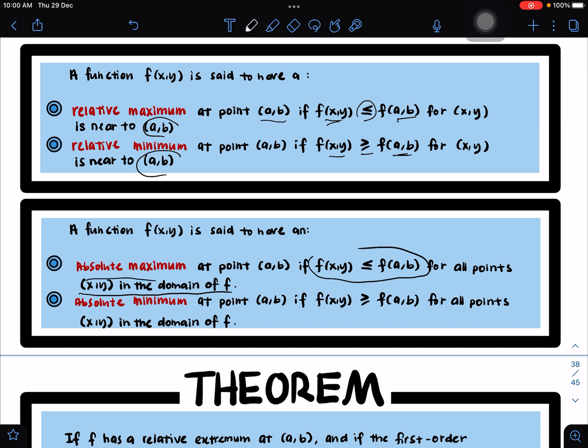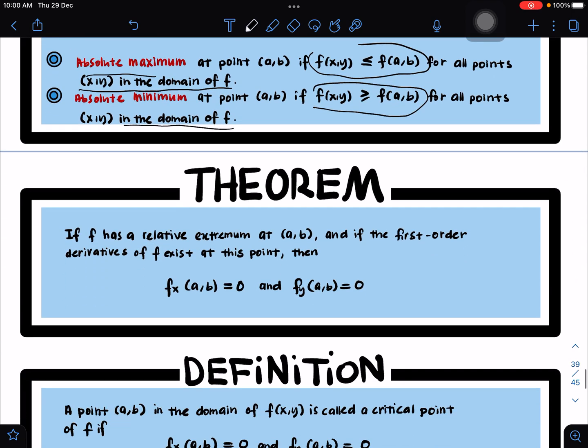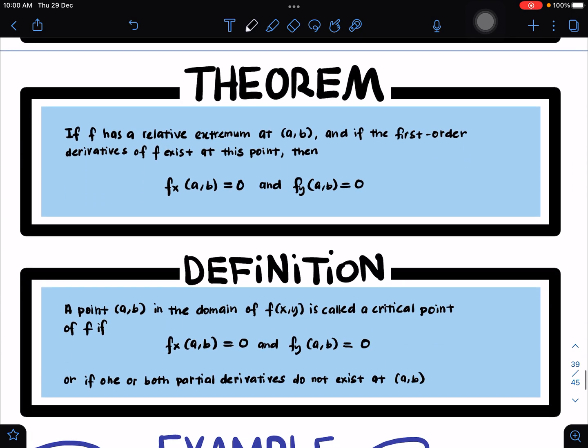Kalau pada all domain of f, pada all value of x, okay, domain ni value of x, kalau dia memenuhi this relationship, means that dia adalah absolute minimum. Alright, so let's see the theorem here. If f has a relative extremum, so relative extremum you need to remember ada dua, sama ada relative minimum atau relative maximum. So relative extremum ni dia mewakili dua-dua, minimum dan maximum.